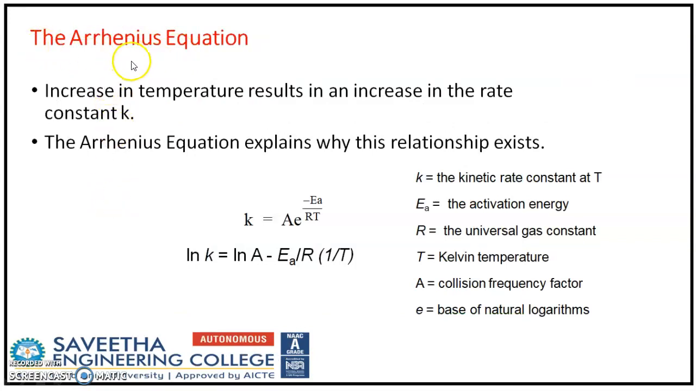And it is explained by the Arrhenius equation. This equation relates the increase in temperature to the increase in the rate constant. And this is the Arrhenius equation: K is equal to A into e power minus Ea by RT. Here K is the kinetic rate constant at temperature T, Ea is the activation energy, R is the gas constant, T is temperature, A is the collision factor, and e is the base of natural logarithms.